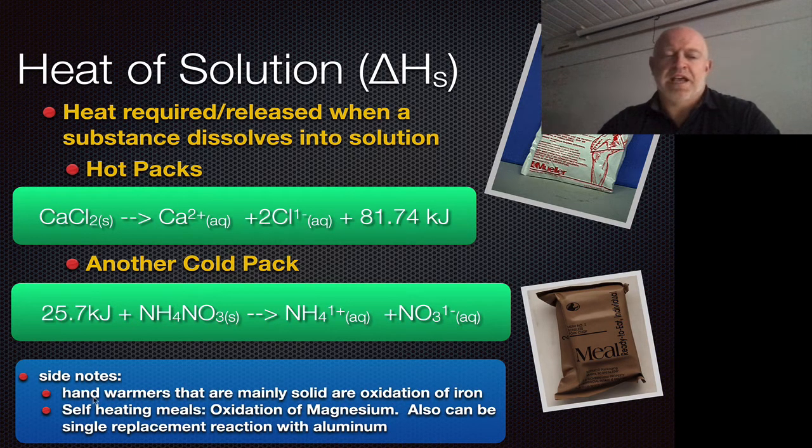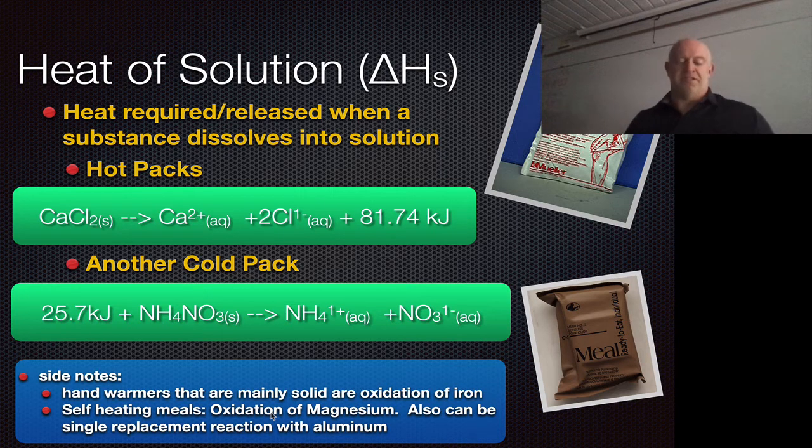Little side note: hand warmers that are mostly solid are actually a chemical reaction called the oxidation of iron. That would be a heat of reaction. And those self-heating meals that you maybe have heard of, which you can get at outdoor stores, or the old MRE military meals, are similar, but they're an oxidation of magnesium, which is even more aggressive and gets hotter. Again, that's a chemical reaction, a single displacement or single replacement of magnesium. So all of these things are using the concepts of thermochemistry for products like that.